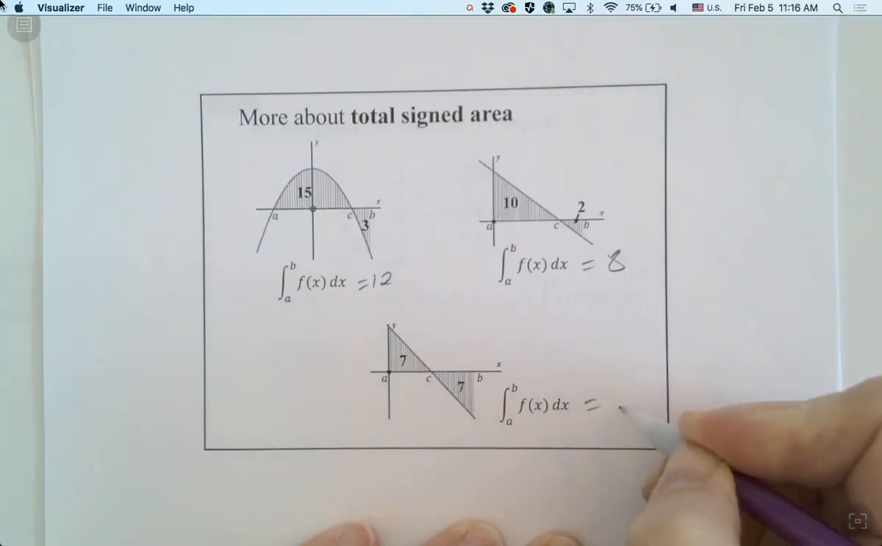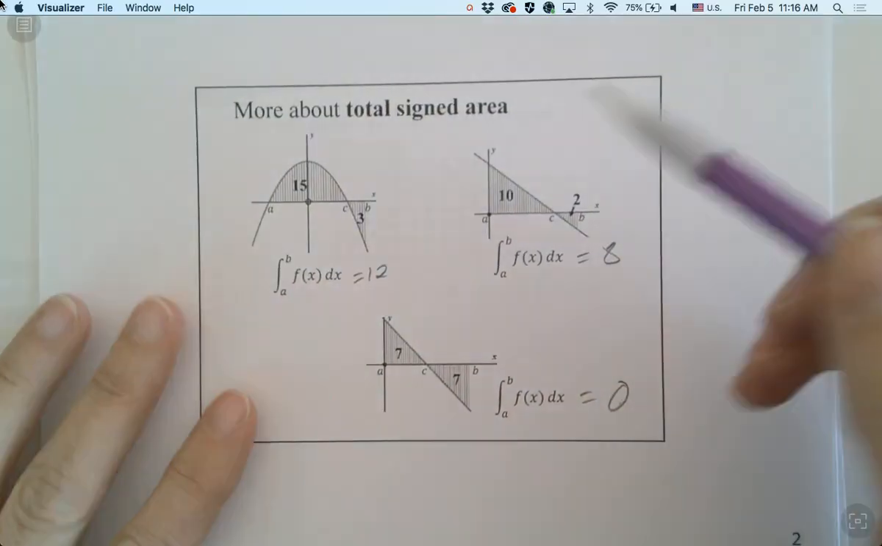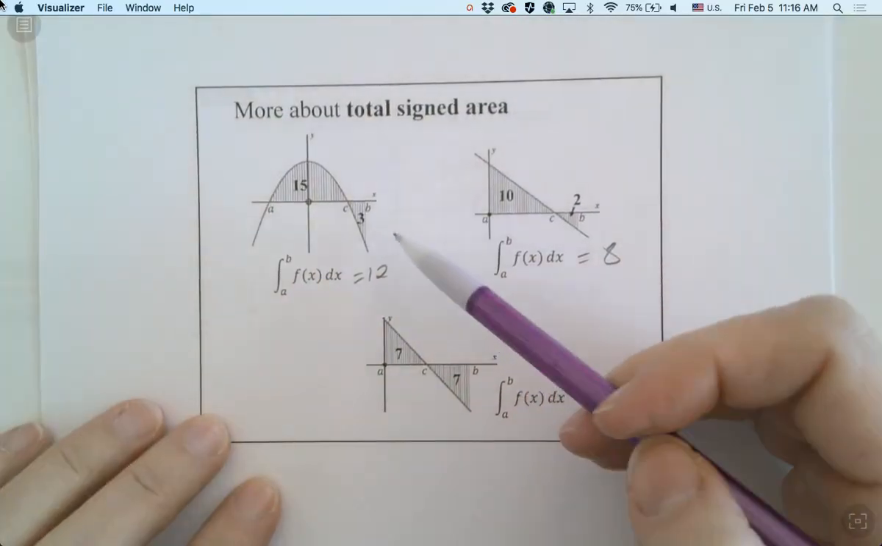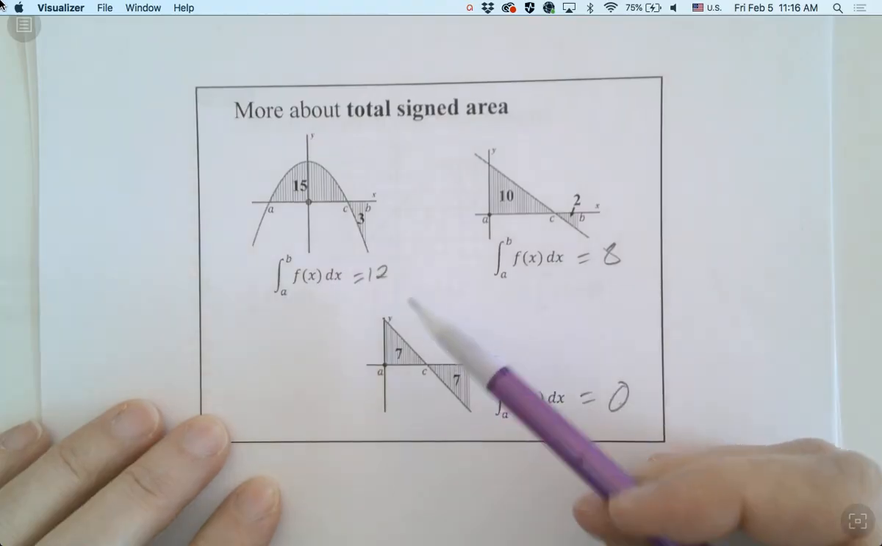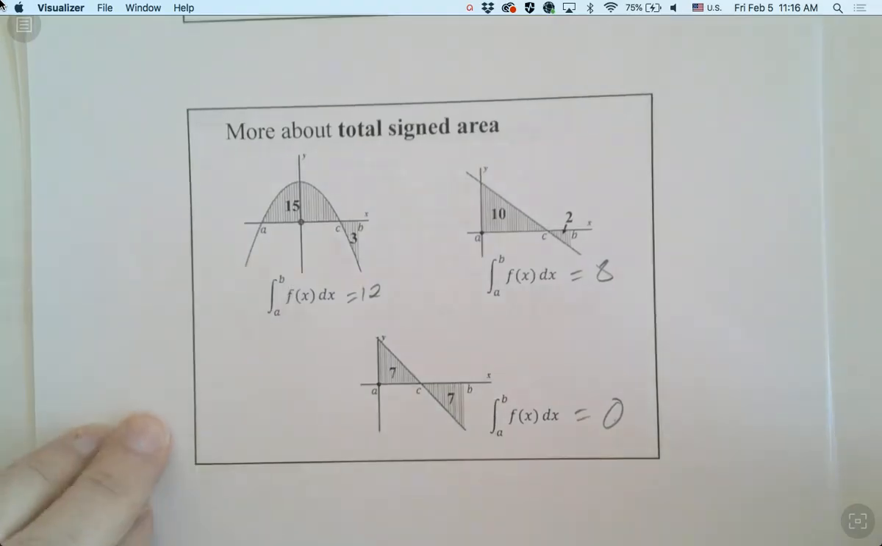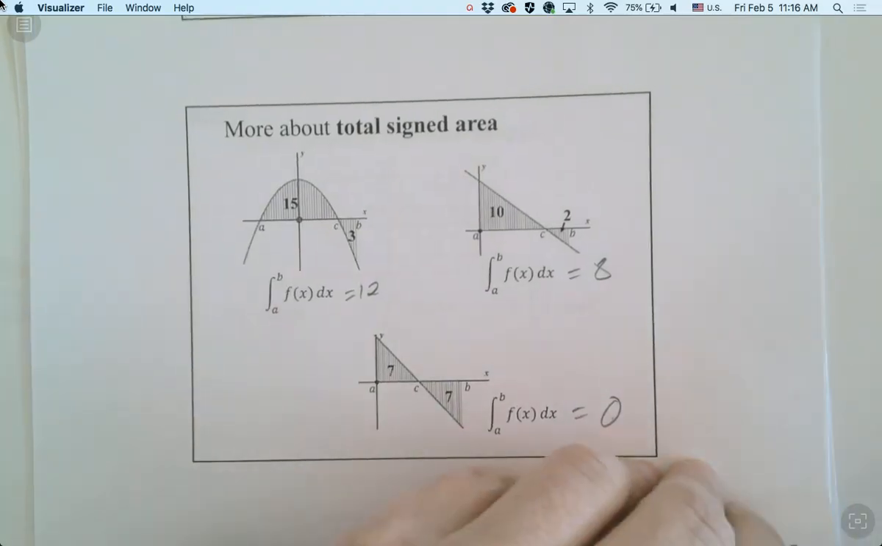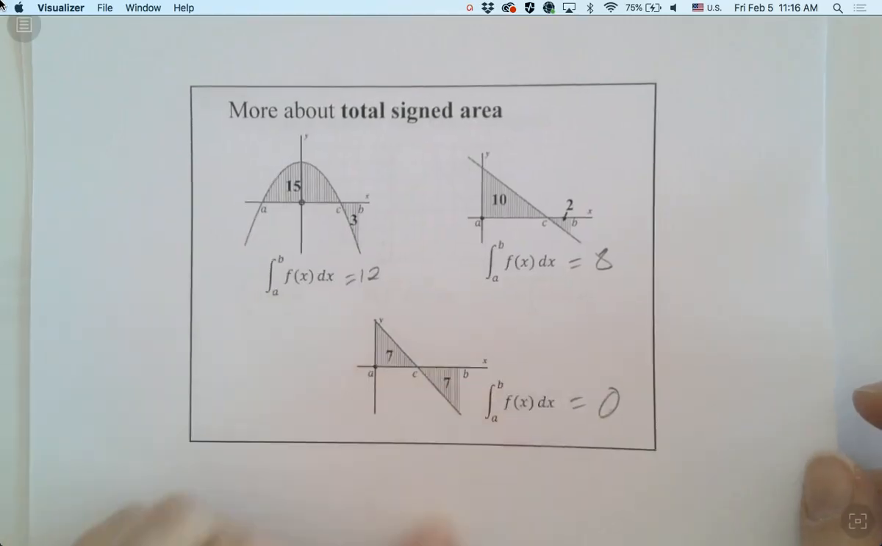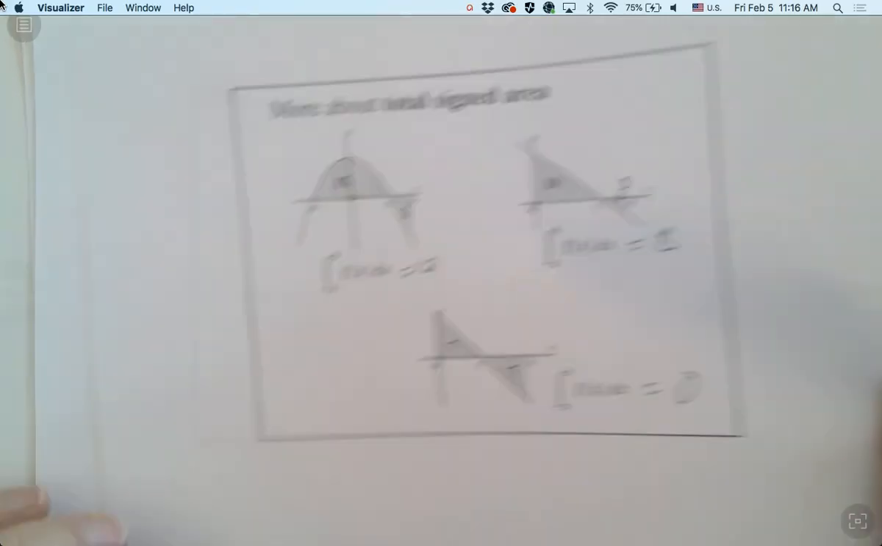8, and here, 0. Now if the area below the x-axis had been larger, then your total signed area could be negative. Okay, so don't worry if you end up getting a negative value or 0 for a definite integral. It just means that either the areas cancel each other out or that the area below is larger.